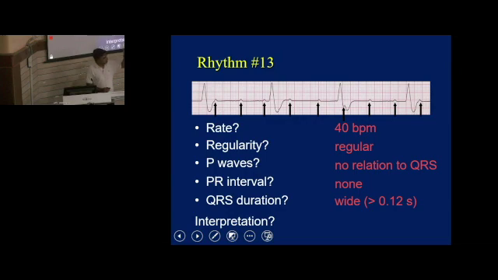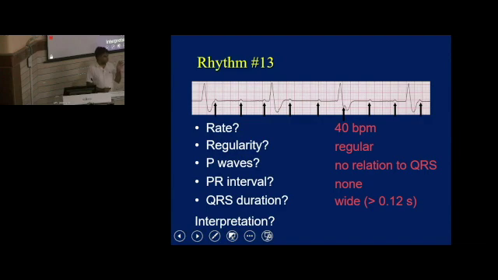SA node is generating the impulse. Because of that, atria is getting depolarized, so there is a normal P wave. Once this impulse reaches the AV node, it is not allowing it at all. It is totally blocking this. There is complete AV nodal block, so the impulse is not going to the ventricles. Now, ventricles, once they don't receive the impulse, what will happen?